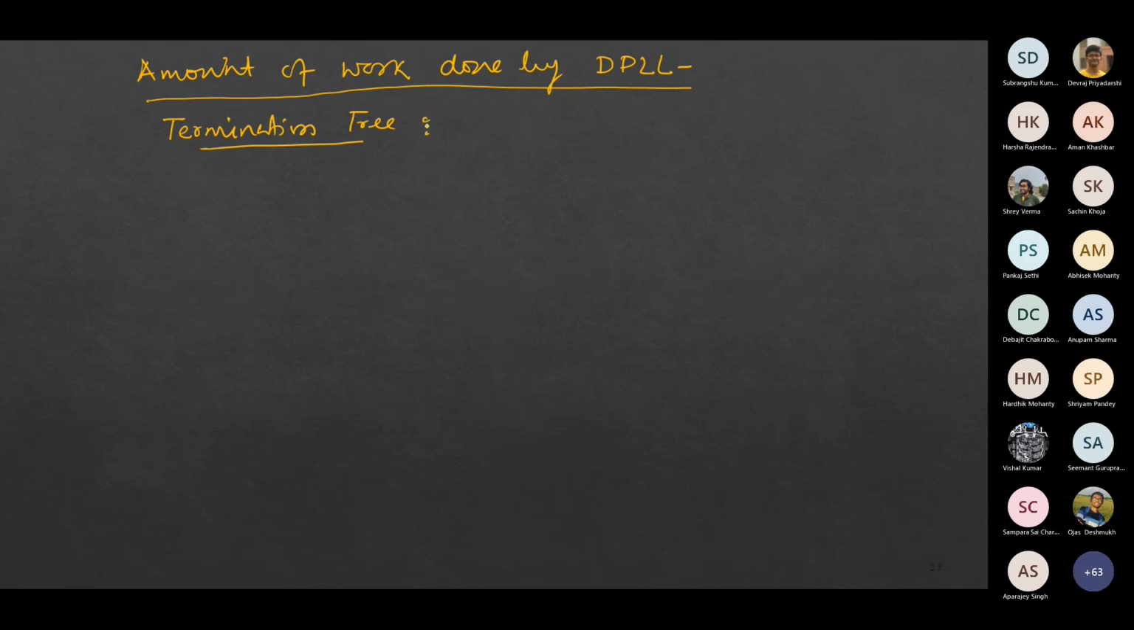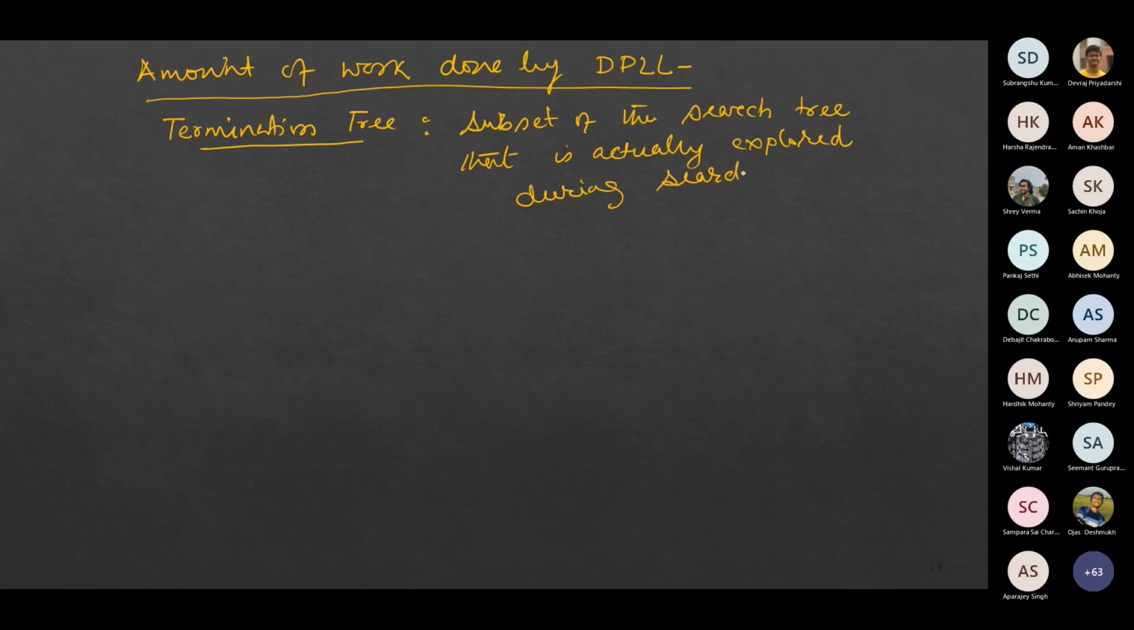So what is a termination tree? A termination tree is exactly the subset of the search nodes of the search tree that is actually explored during our search, right? Well, to explain this, let me take another example.